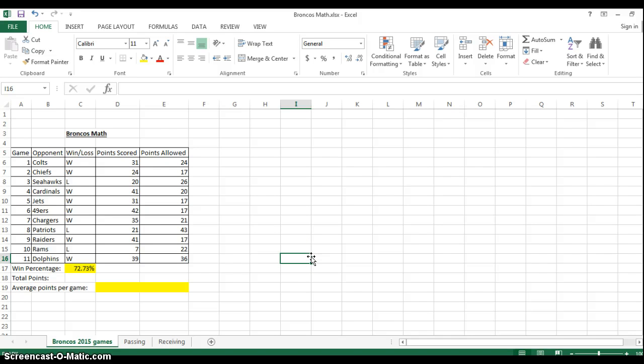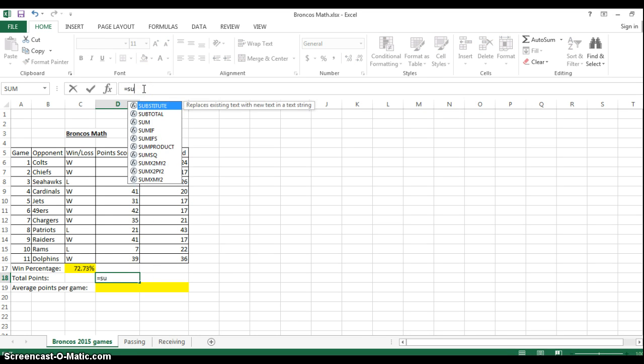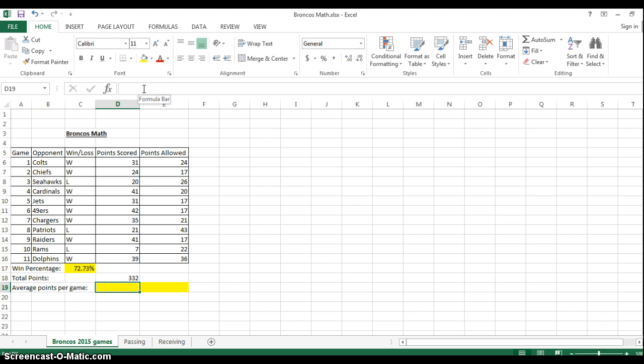Now to see the average points scored and points allowed, what we would do is we want to add up the total points they've scored so far. So to do that, it's another formula, so you start with equals, and then sum, and you need the cells. The first cell is D6, and the last cell is D16, for a total of 332 points.